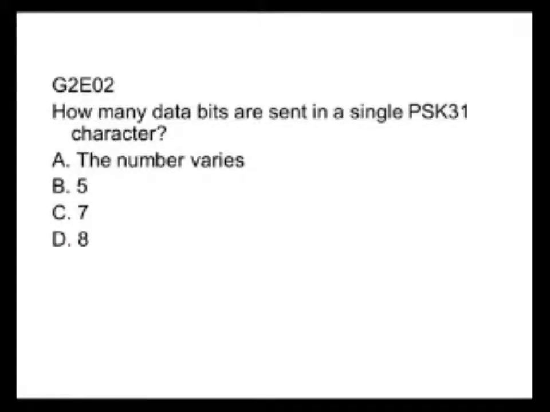How many data bits are sent in a single PSK31 character? PSK31 is an encoding system that has variable length characters. And it's designed like Morse code so that the most frequently used characters have the least number of bits to them, and so they can be sent more quickly. So for PSK31, the number of data bits in the character varies from character to character.